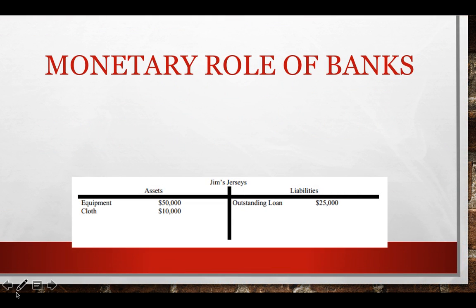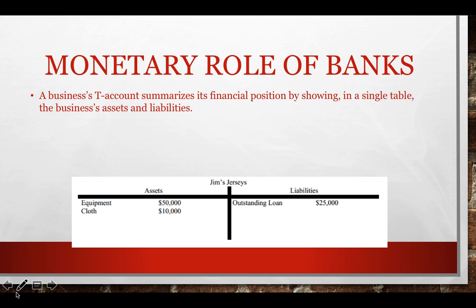So, the monetary role of banks. A business's T account summarizes its financial position. It lets us know how well the business is doing. And so, we can look at this single table and look at what the business has on hand, what the business owes, and look at the general health of this business. In this case, it's Jim's Jerseys.